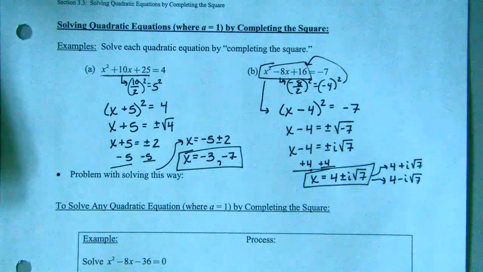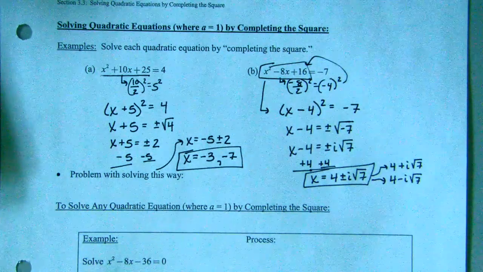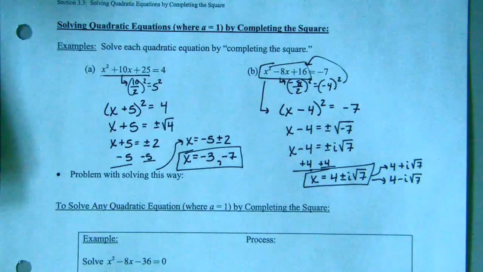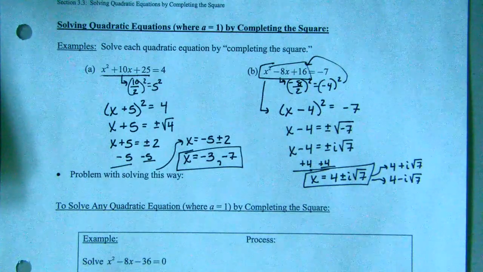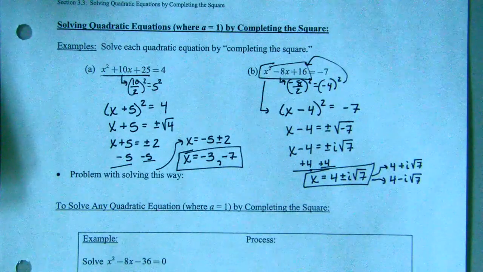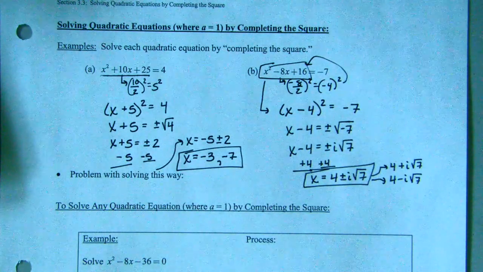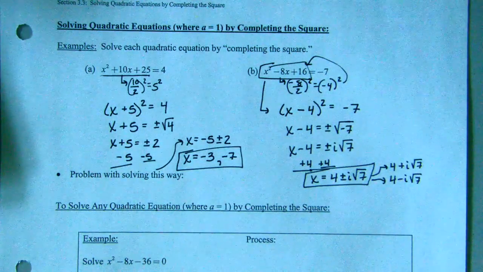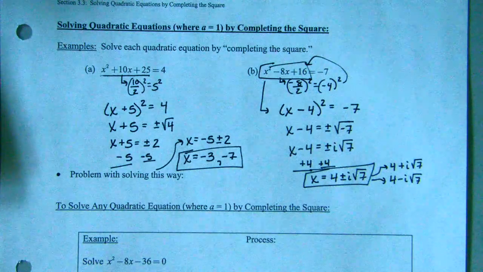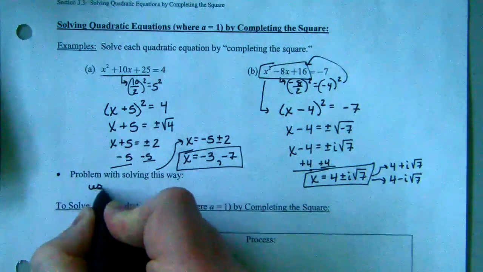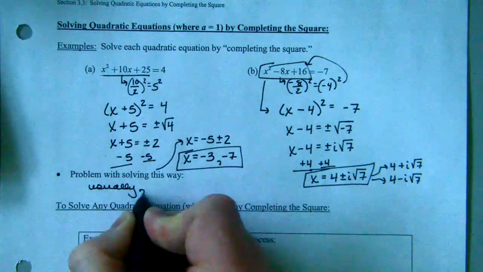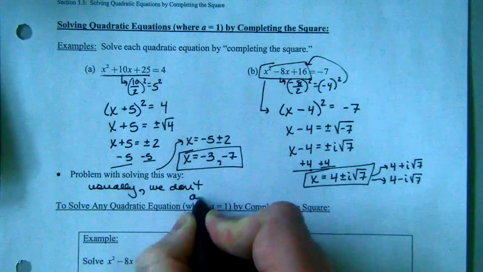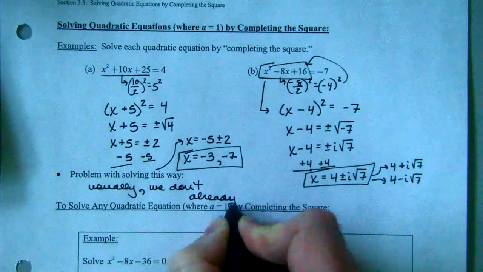And what we've seen here is the idea behind solving by completing the square. But there's a pretty big problem with solving this way. I was really nice in how I set up those two problems because the left was already a perfect square trinomial. Usually, the left won't be a perfect square trinomial. Usually, we don't already have a perfect square trinomial.